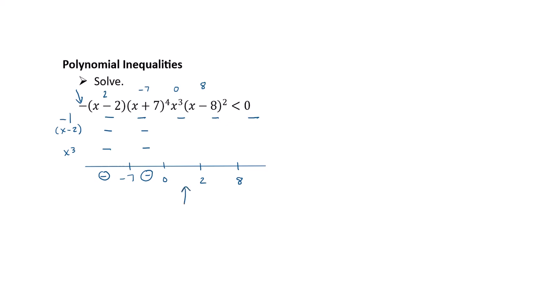Let's try a 1 here. 1 minus 2 is negative. 1 cubed is positive. And now I have an even number of negative signs, which makes this interval positive. Let's try a 3. 3 minus 2 is positive. 3 cubed is positive. I have an odd number of negative signs, so this does end up being a negative interval.